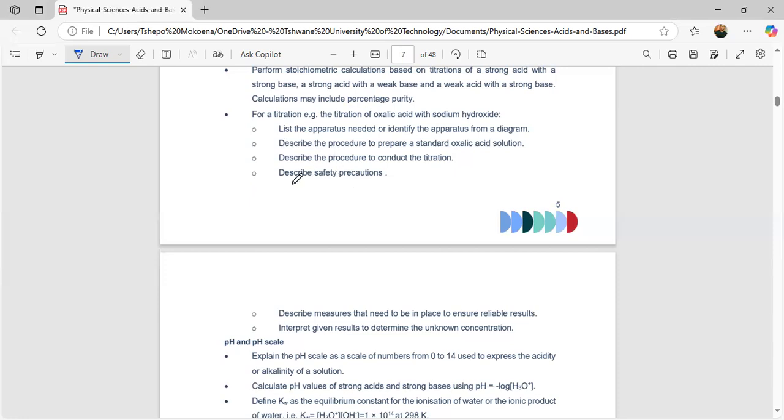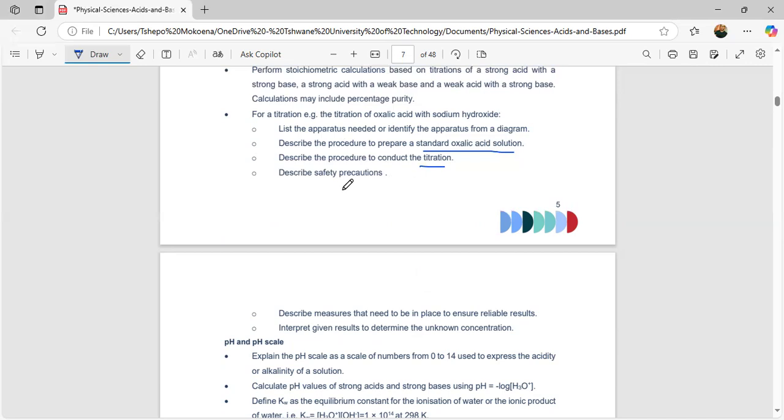And then yeah, we'll talk about all of these things: apparatus such as the burette, the diagrams, the procedure, how to prepare a standard oxalic acid solution, like I said, a known concentration. We need to know how to describe the procedure to conduct the titration. You will see which one we are going to put inside the burette, and the Erlenmeyer flask. We swirl while we titrate. There are so many things involved during titrations.